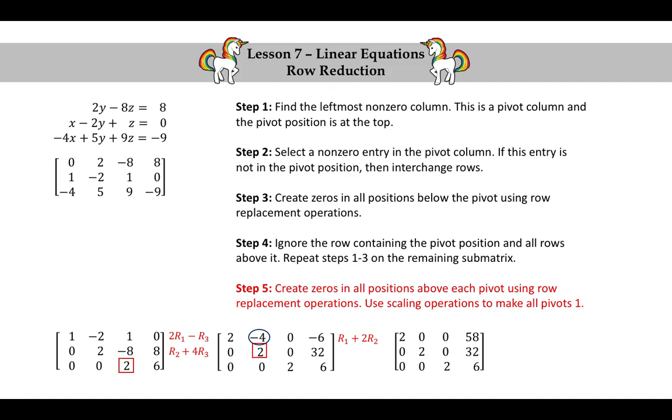Great. Now we could finish this up by simply using scaling operations to make all the pivots 1. So those 3 2's along the diagonal, we're going to change them to 1's by scaling. So we could do 1/2 row 1, 1/2 row 2, and 1/2 row 3. And this is pretty simple. This is equivalent to just dividing all the entries by 2, and we get this matrix. Notice the right-hand column becomes 29, 16, and 3.